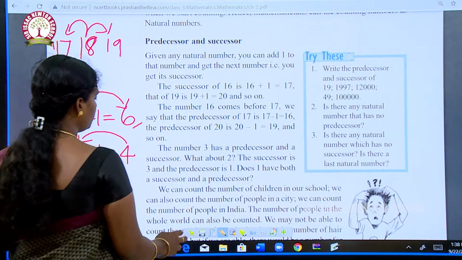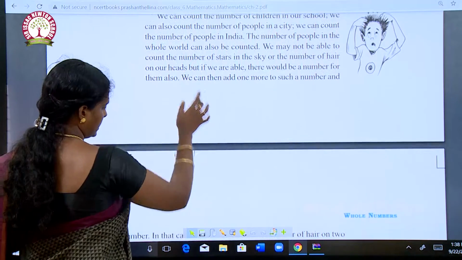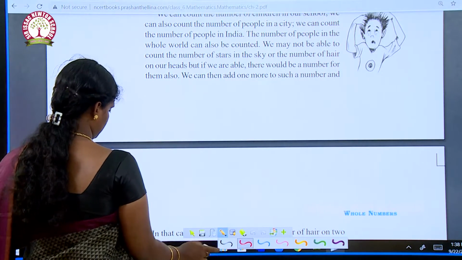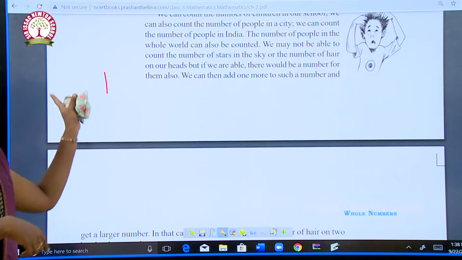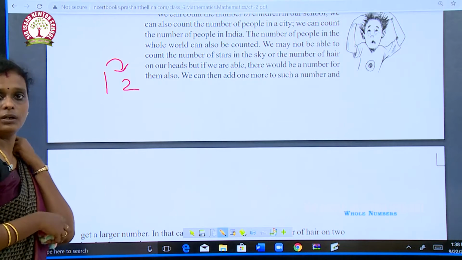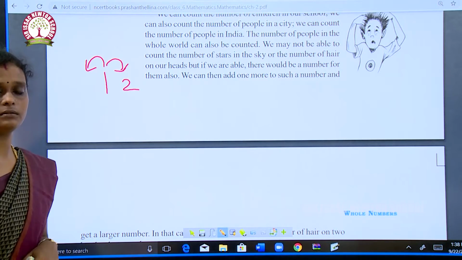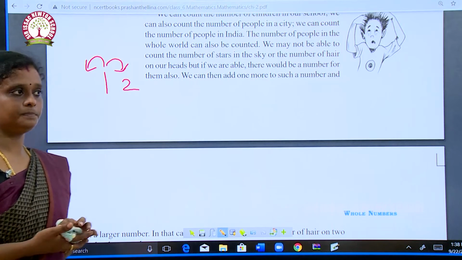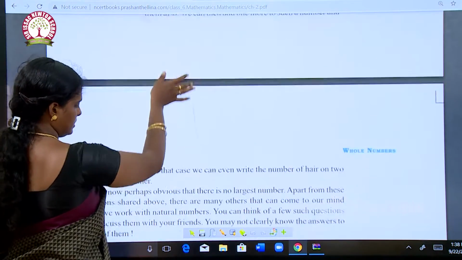Now can you tell me what is the predecessor of 1? What is the successor of 1? 1 plus 1 is 2. So 2 will be the successor of 1, right? But what is the predecessor of 1? Can you tell me? No, there is no number before 1, right?